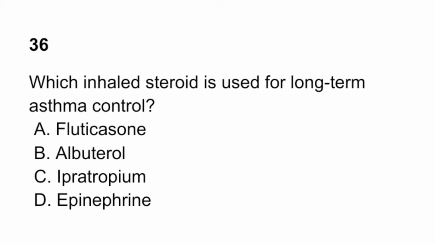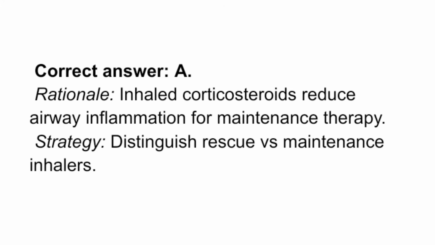36. Which inhaled steroid is used for long-term asthma control? A. Fluticasone. B. Albuterol. C. Ipratropium. D. Epinephrine. Correct answer, A. Rationale, inhaled corticosteroids reduce airway inflammation for maintenance therapy. Strategy, distinguish rescue versus maintenance inhalers.